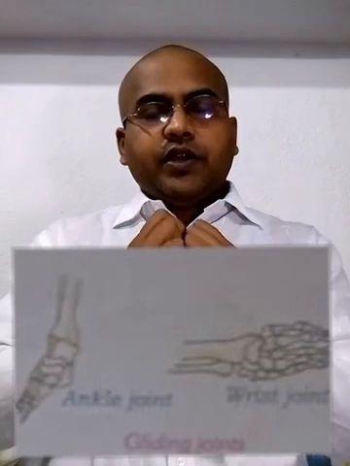So class, there are mainly four types of movable joints. Number 1, pivot. Number 2, ball and socket. Number 3, hinge joint. And number 4, gliding joint. I hope you all understand this topic.